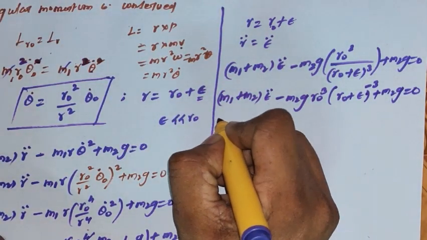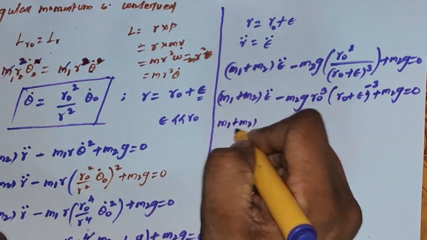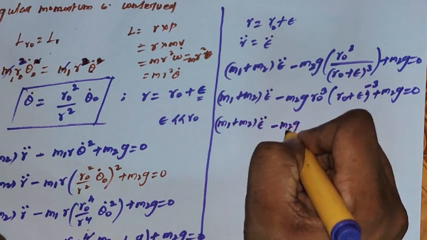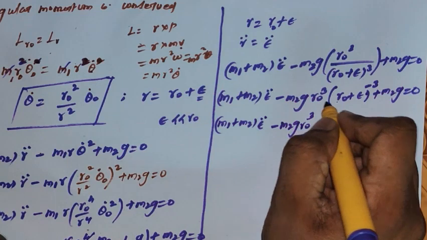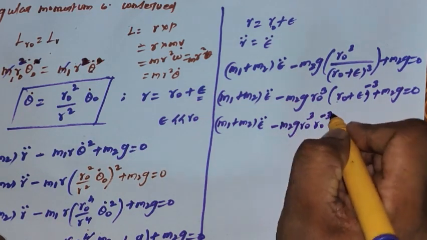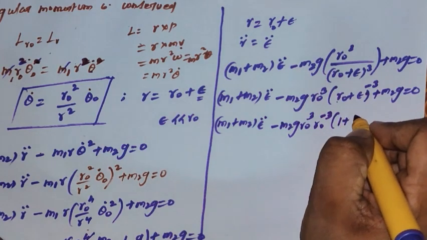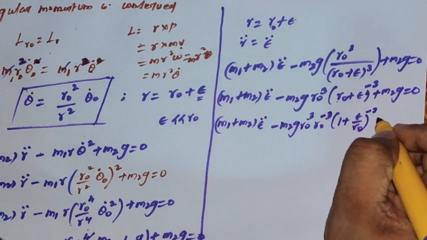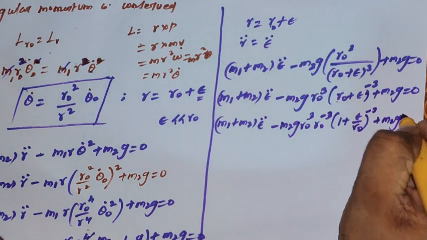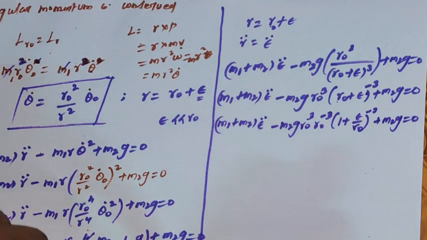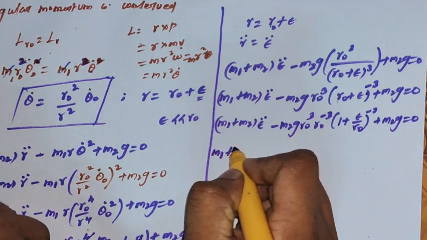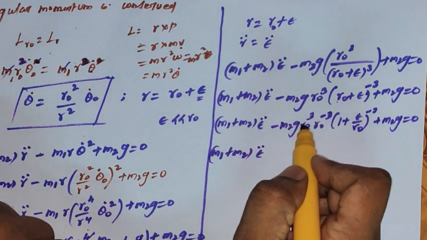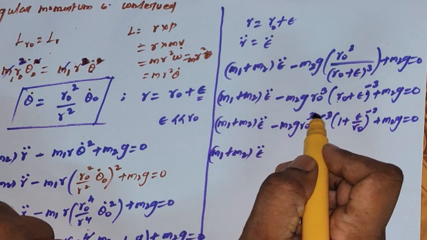So (m1 plus m2) epsilon double dot minus m2g r naught cube. If you take r naught outside, it will give r naught to the power minus 3, times (1 plus epsilon by r naught) to the power minus 3, plus m2g equal to 0. Now, because r naught to the power 3 and r naught to the power minus 3 give power 0, it goes to 1.